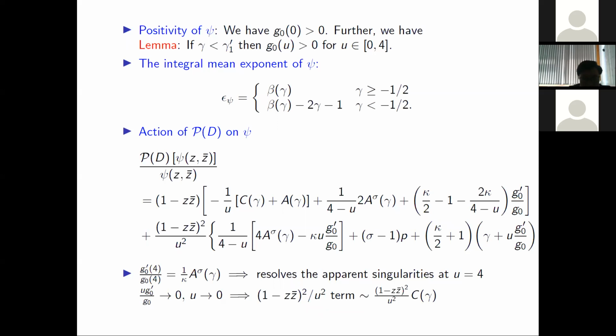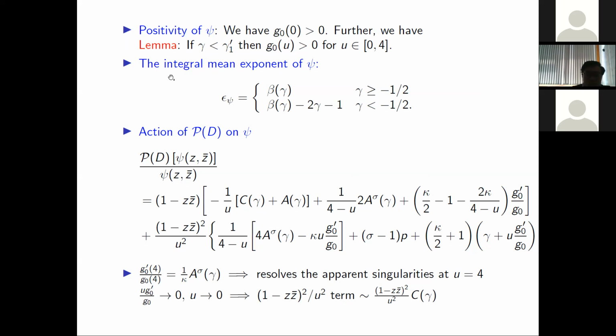in the maximum principle method, there are three factors which are important. The first is the positivity of the supersolutions, and we will see that C is positive, as Z equals 1, which corresponds to U equal to 0. We have a lemma which gives a sufficient condition for positivity of C. In fact, if gamma is at least the minimum gamma prime, then G0 is positive and then C is positive.